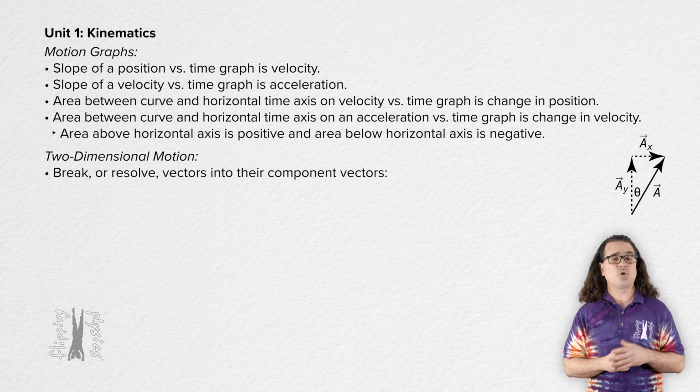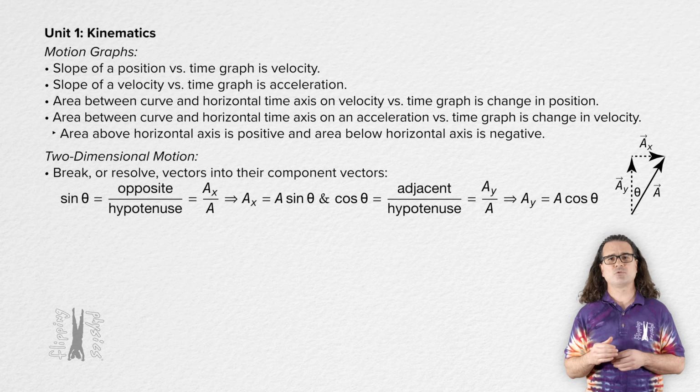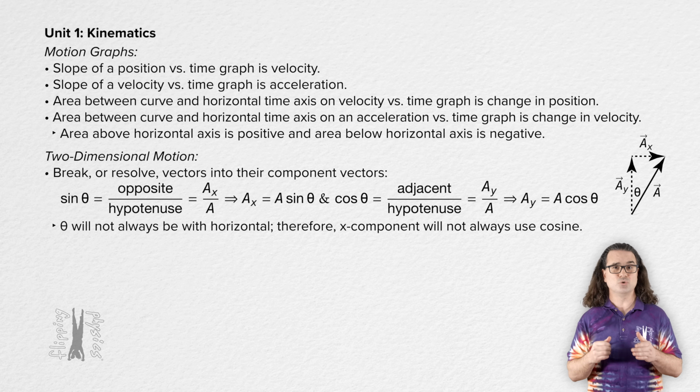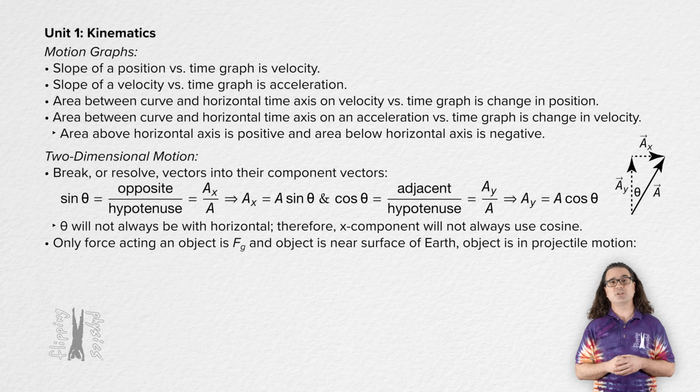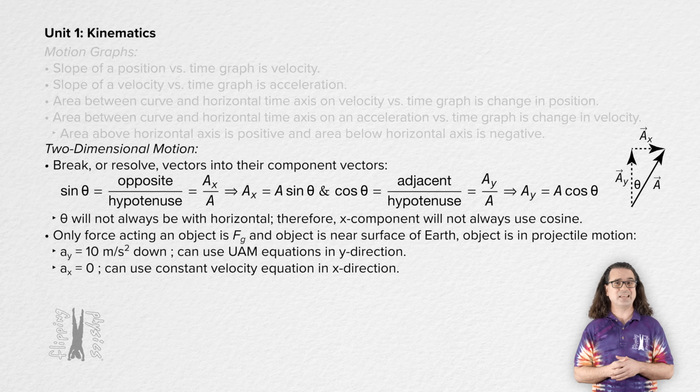We will often have to break or resolve vectors into their component vectors using the sine and cosine trigonometric functions. Be careful to remember theta will not always be measured from the horizontal, therefore the x component will not always use cosine. If the only force acting on an object is the gravitational force and the object is near the surface of the Earth, the object is in projectile motion, and the acceleration of the object in the y direction equals 9.81 meters per second squared down. However, on the AP Physics exams, you should use 10 meters per second squared instead. Realize the acceleration of the object in the y direction is constant, so you can use the UAM equations in the y direction. In the x direction, the acceleration of the object is 0, and you can use the equation for constant velocity in the x direction.